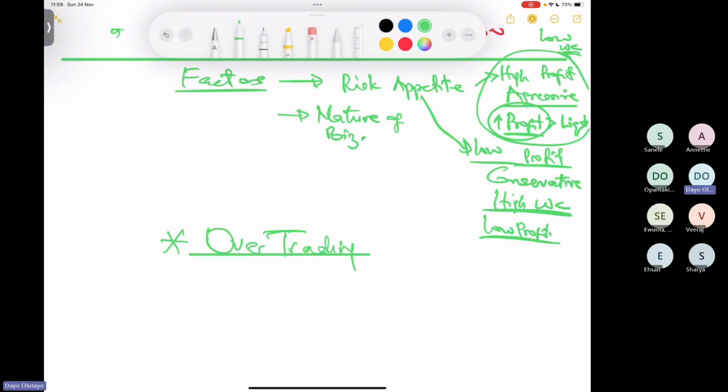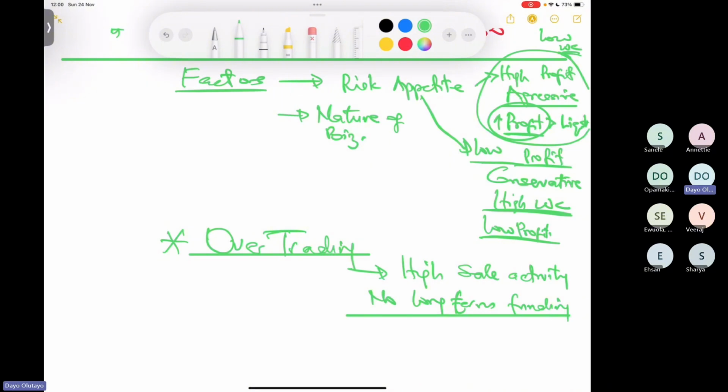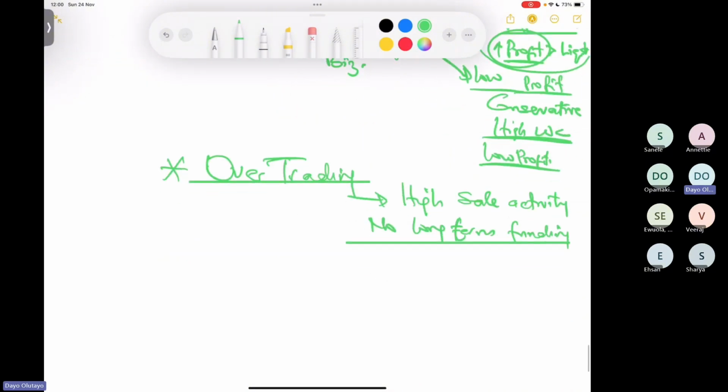And what is overtrading? Overtrading just means that you have high sales activity but there is no long-term fund to support the activity. So you are biting off more than you can swallow. So you will run into trouble if you continue like that.